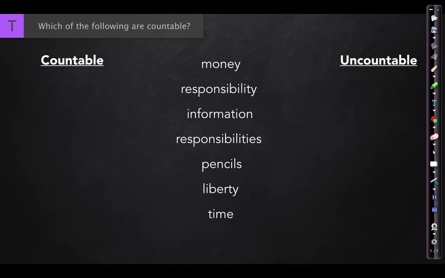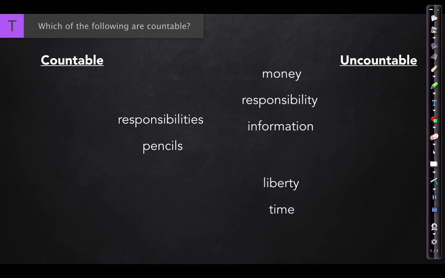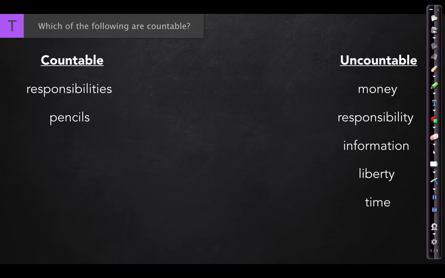Okay, so with all these nouns that I have here, the only two that are countable are responsibilities and pencils. All these other nouns are uncountable, and that includes money and time. A lot of people, especially native English speakers, can't believe that money and time are uncountable, but they are. We can't count money or time. What we could count, though, would be dollars, pesos, or minutes, for example, right?